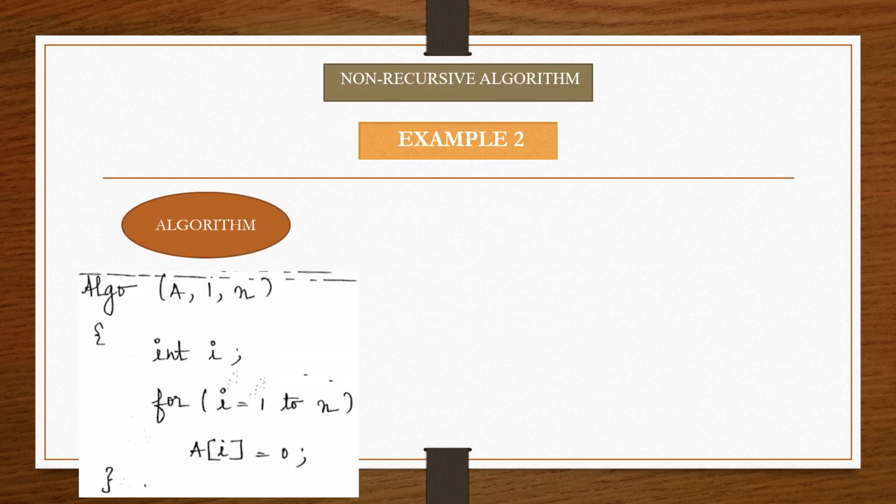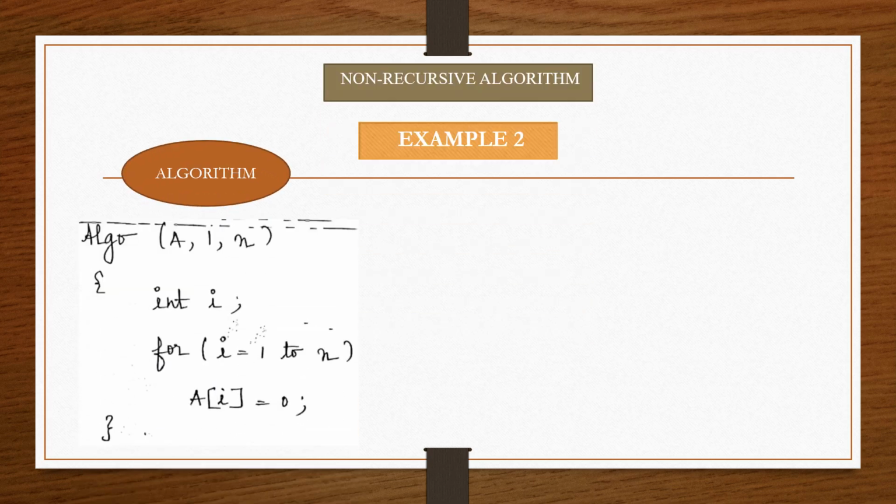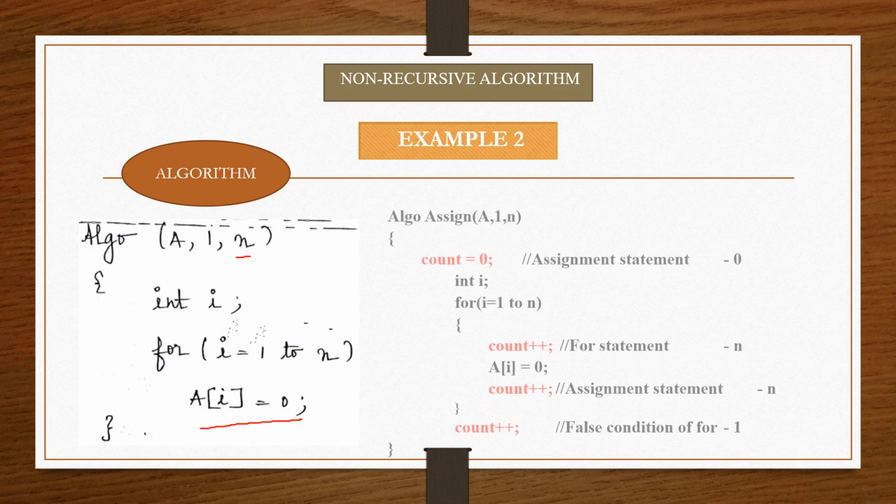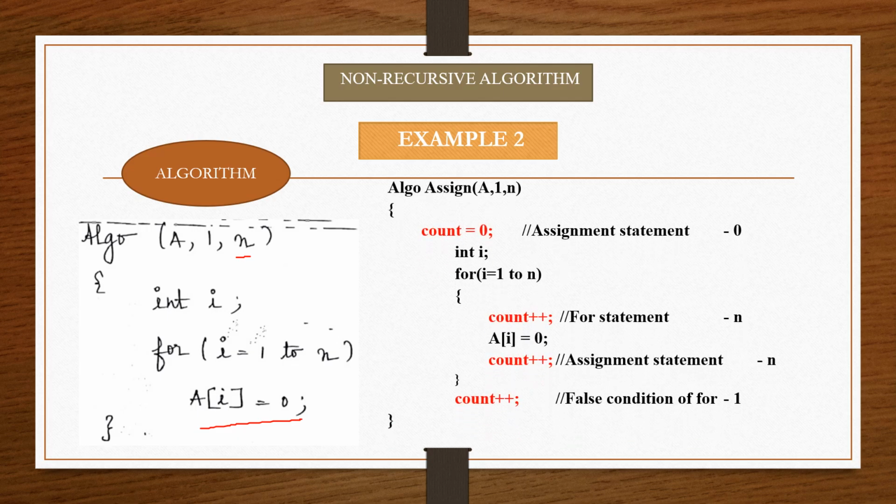Example 2. Here is an algorithm in which an array is used. The size of the array is n, and for all the elements we need to assign the value 0. The time complexity: initially we will declare a global variable count and assign it the value 0. This is a declaration statement, so we are not incrementing the count.